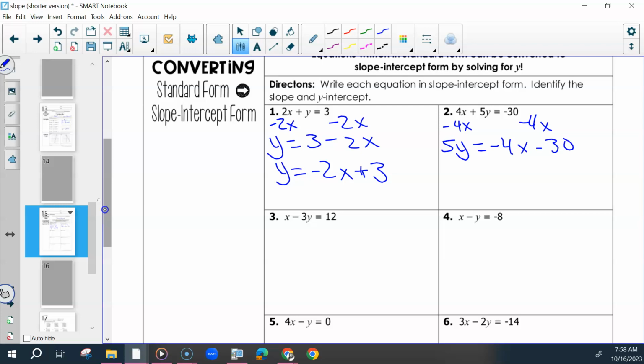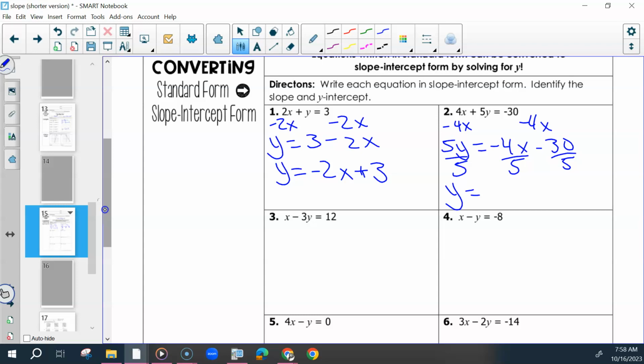Why do you switch them? Because they have to be in y equals mx plus b format. Oh, okay. Right? But y isn't by itself this time. How do we get rid of the 5? Divide it. And in these cases, you must divide everything separately.